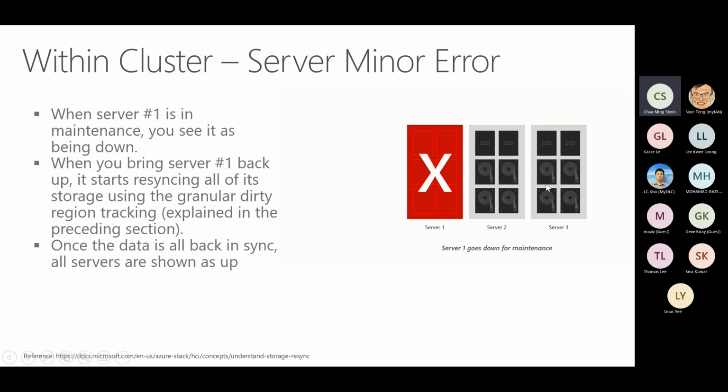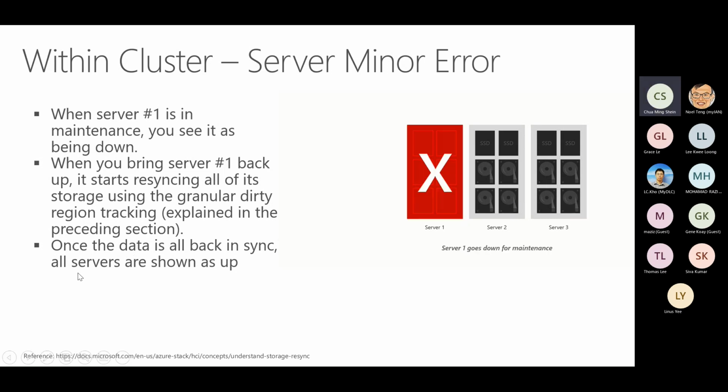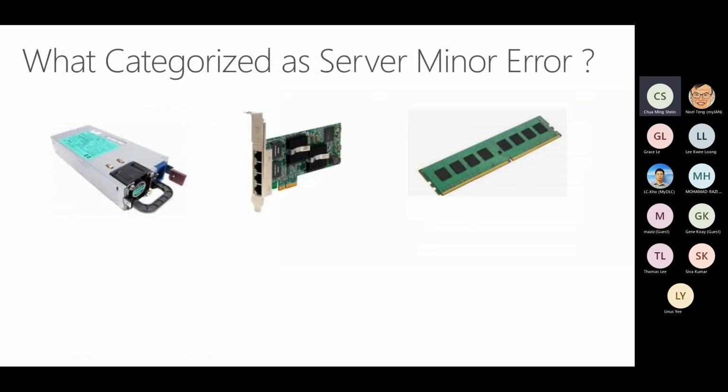So let's take a look. When server 1 is in maintenance, you see it as being down. And when you bring server 1 back up, it starts to resync all its data automatically. You don't need to do anything. Once data is back in sync, all servers are shown as up. So this is what we consider a server minor error.